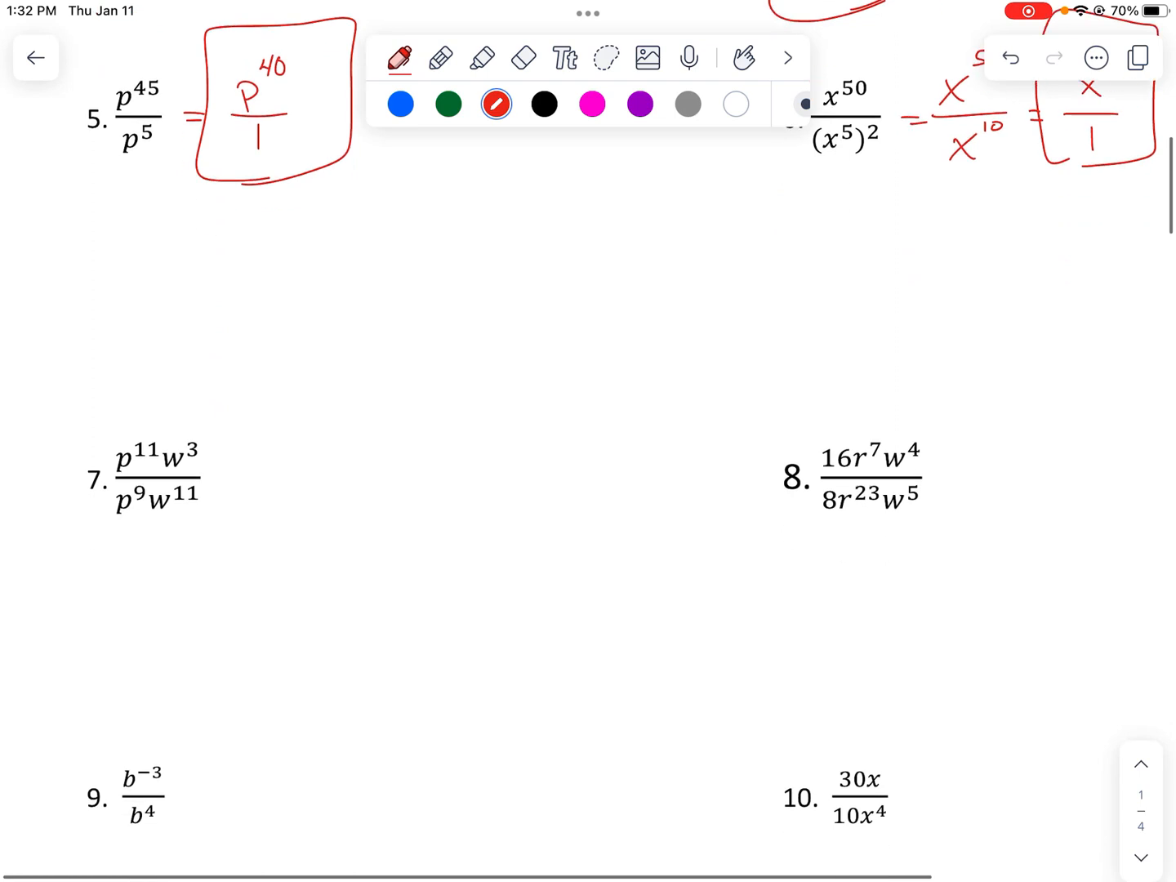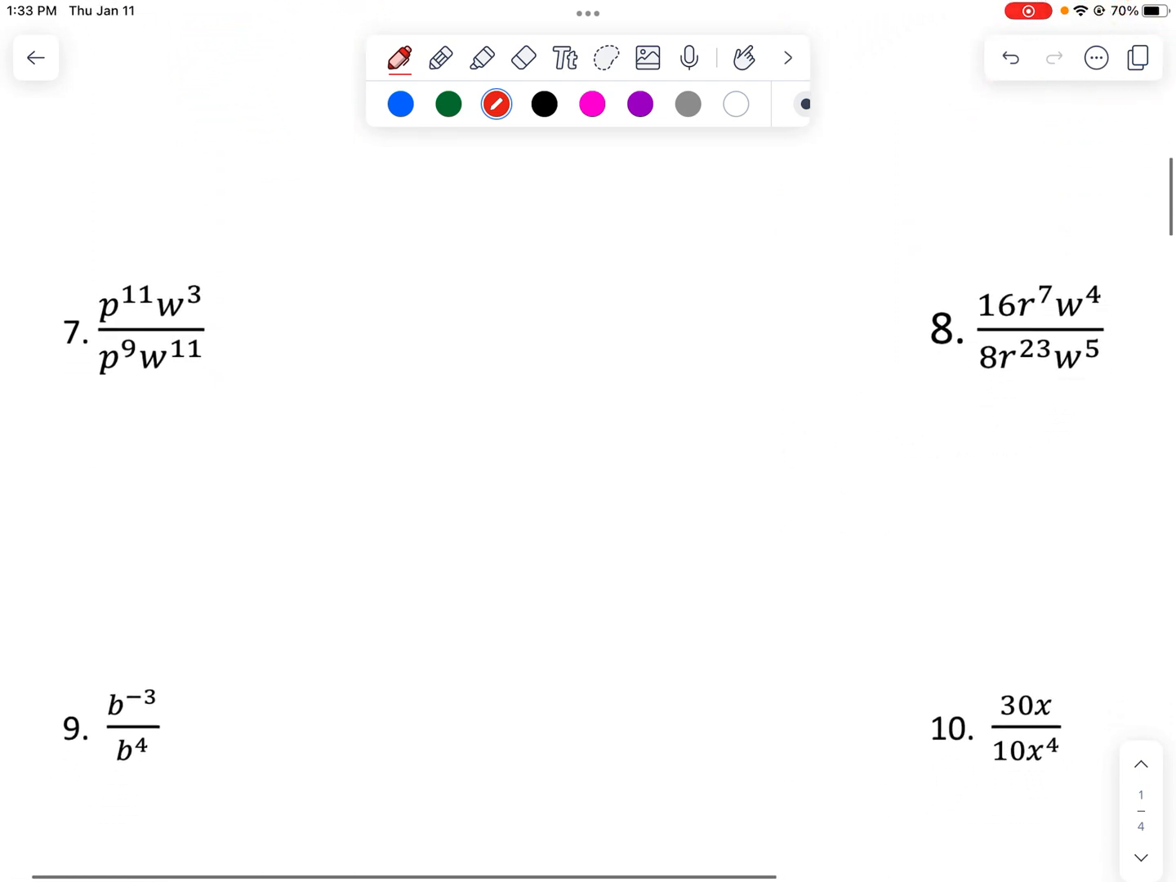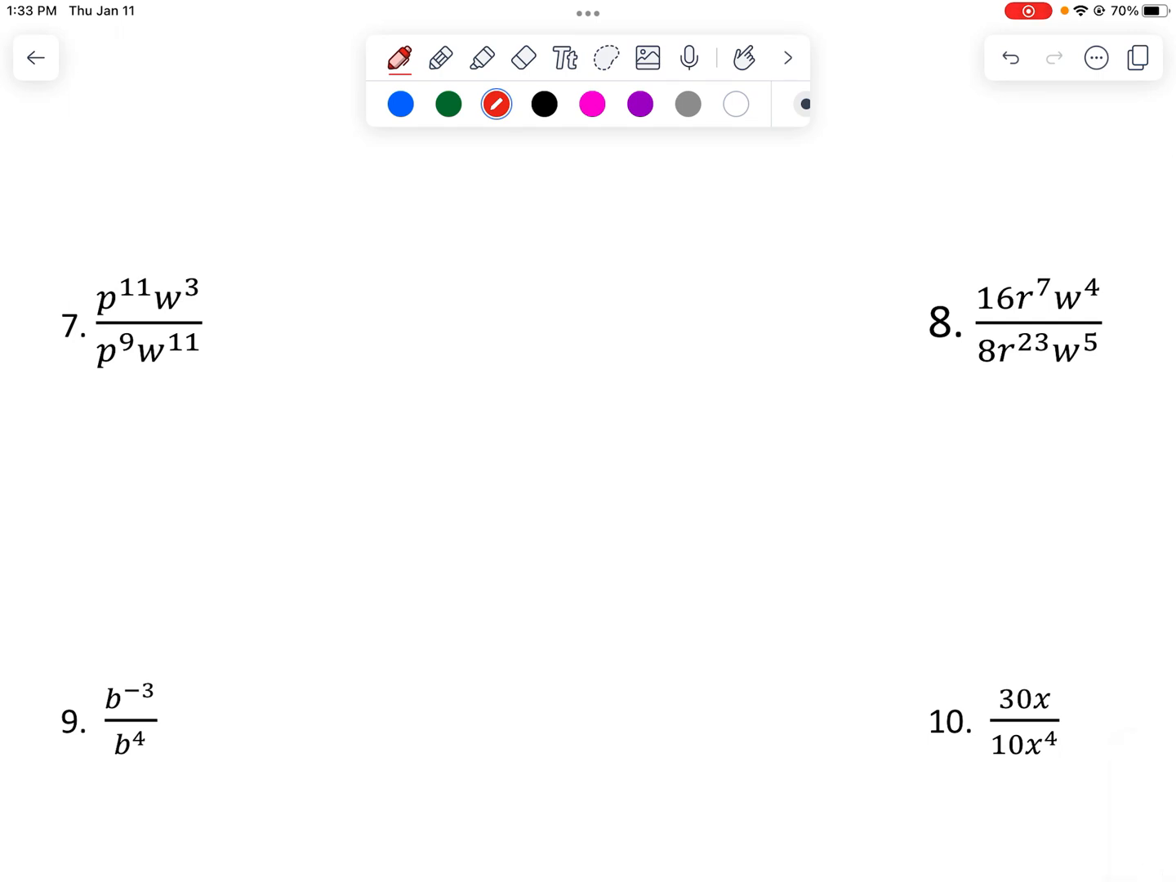Let's talk about number 7 and number 8. On number 7, I have 2 variables. So I usually think of this as 2 parts. Split this up into 2 parts. I've got p and I've got w.